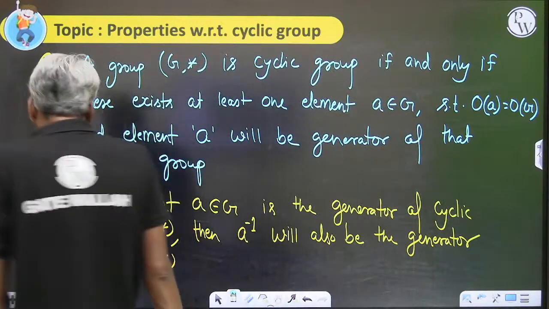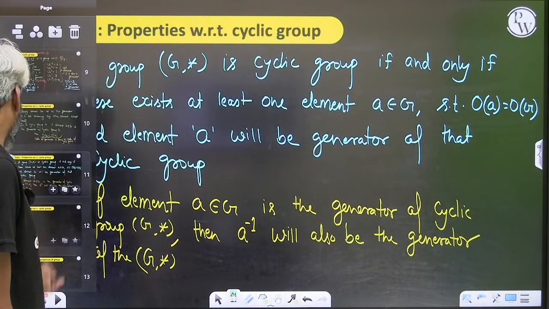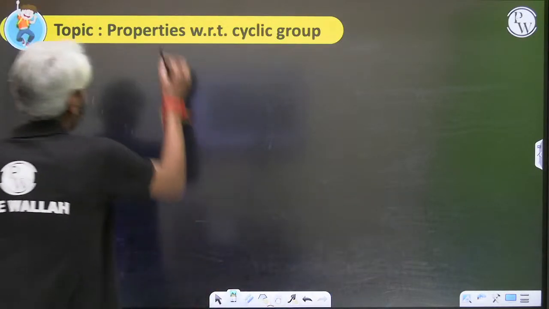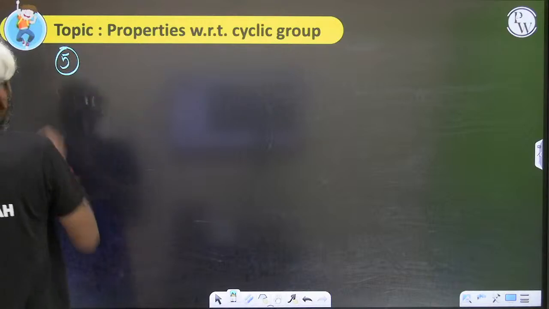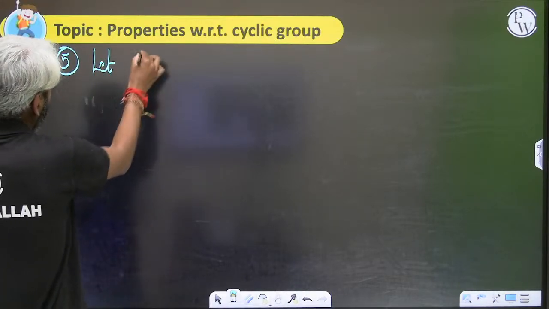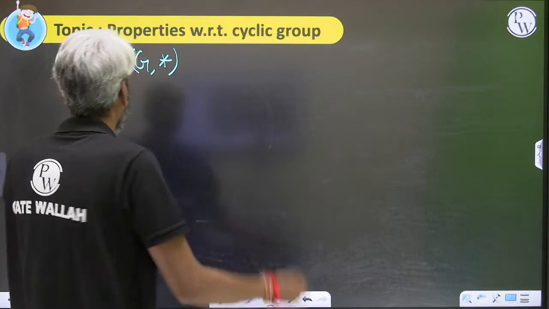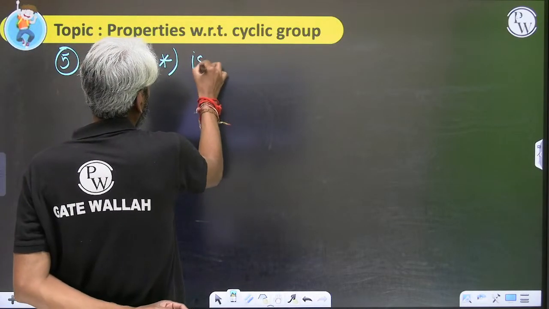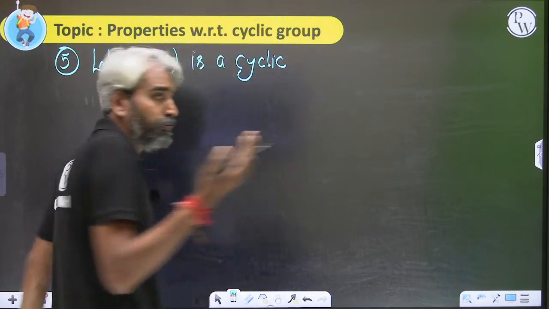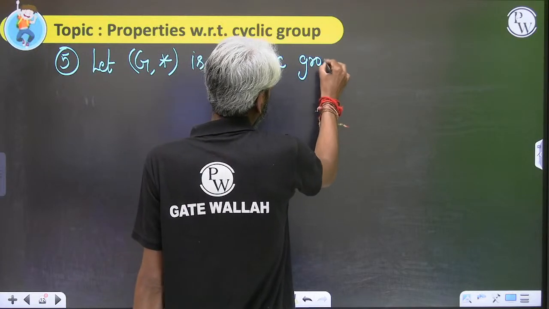Okay, now how many generators will be there? So next note, next property 5. What can we say? Let G comma asterisk be a cyclic group. So first of all, it should be cyclic, otherwise there is no point. Let it be a cyclic group of order n.